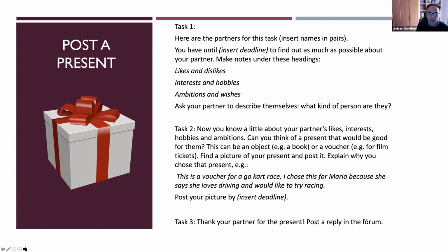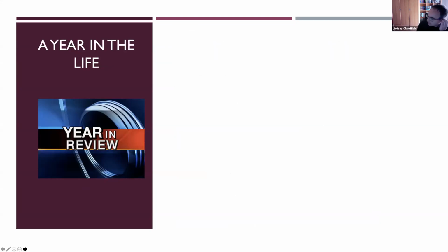And then after that, you thank your partner for the present. So you post a reply in the forum. Excuse my accent there. That was my autocorrect for some reason in Spanish. It should be no accent on forum. So those are the 3 stages of the task. They find out about each other, they exchange a present, and then they post a thank you on the forum. Okay. The last one that I want to talk about as a forum-type activity is called A Year in the Life.